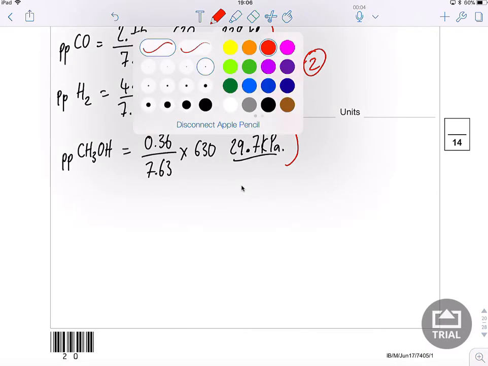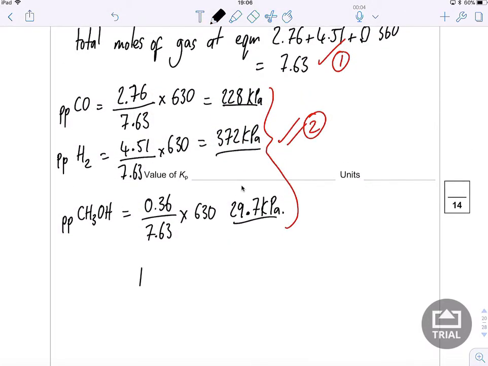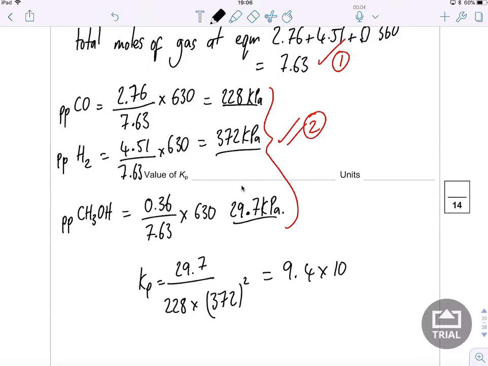What I'm then going to do is I'm going to add those partial pressures into my expression for Kp. So that's 29.7 divided by 228 multiplied by 372 squared. That gets me 9.4 times 10 to the negative 7. That gets me 1 more mark.